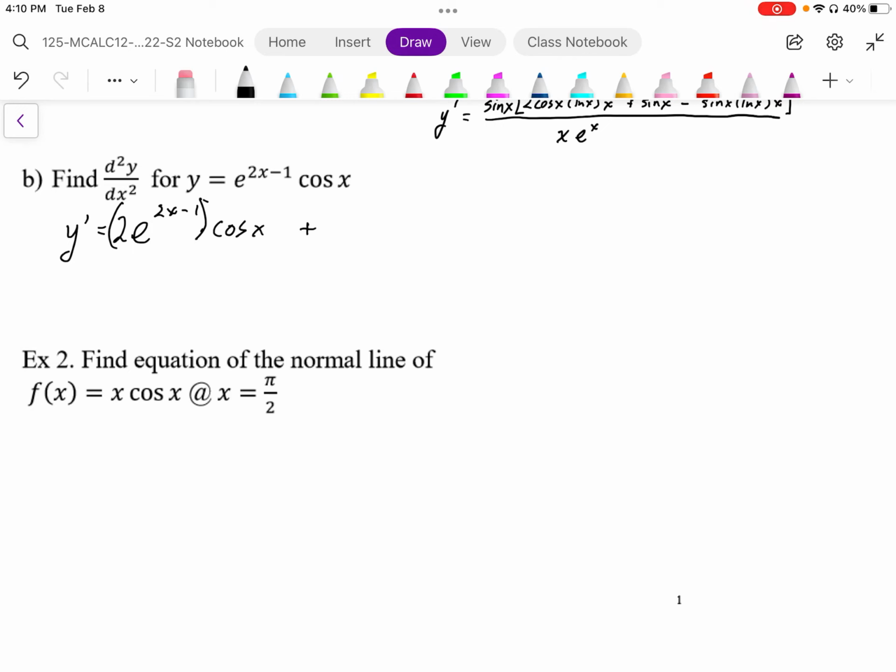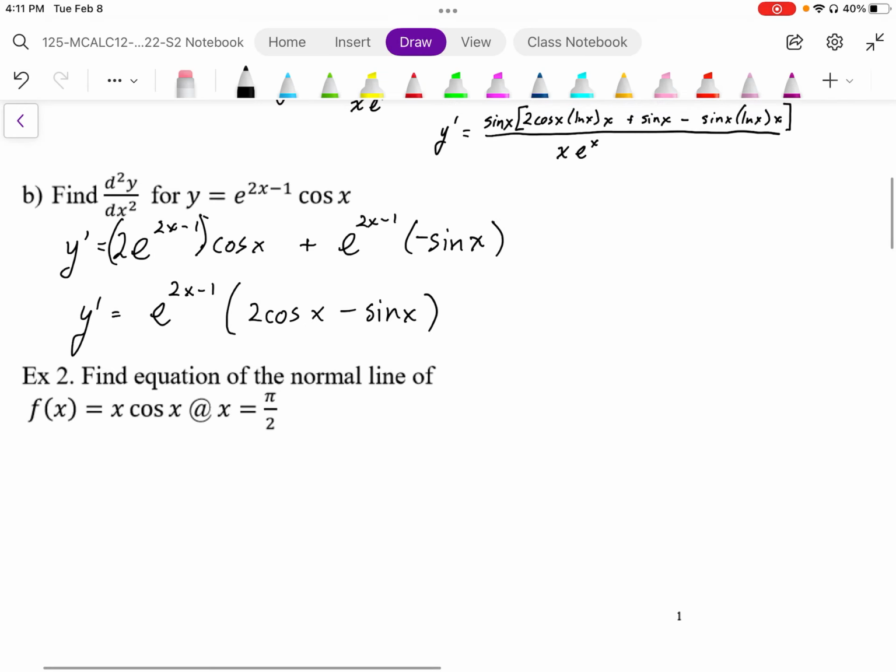Plus, so here's the product rule part. It's going to be e to the 2x minus 1, and the derivative of sine x is going to be cos x, and the derivative of cos x is negative sine x. Okay, so then simplifying this a little bit, I'm going to factor out the e to the 2x minus 1, and I'm left with 2 cos x minus sine x. So that represents my first derivative.